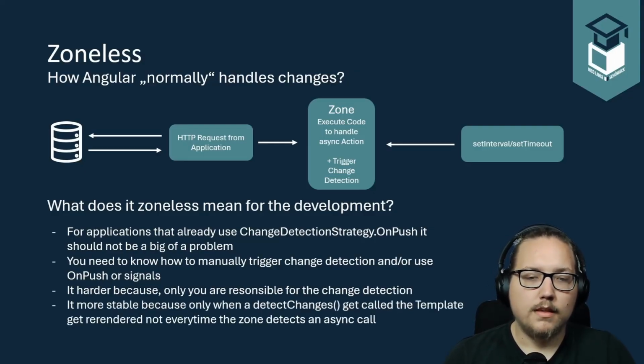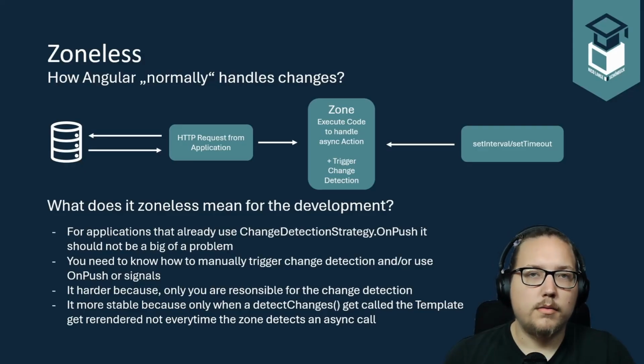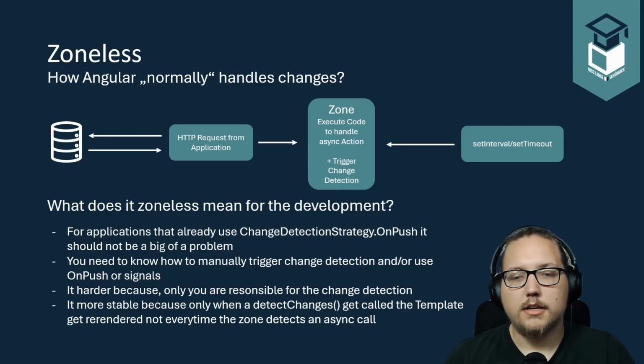Lastly, the application gets more stable because it only triggers the change detection when the developer triggers it. And there will be no zone. That means everything you are doing can be done behind the scenes. And whenever you know that Angular has to detect changes, you have to call the detectChanges function.